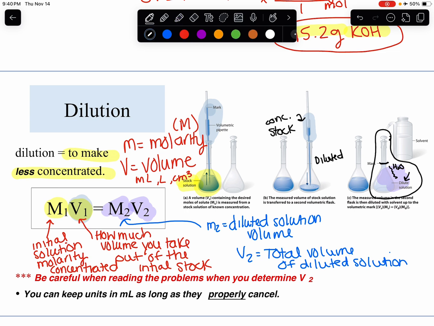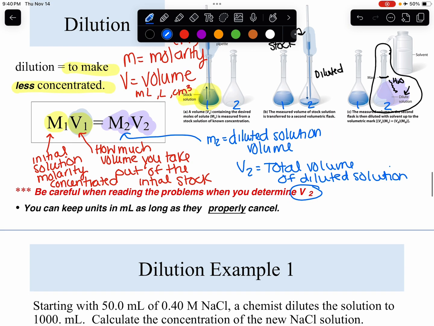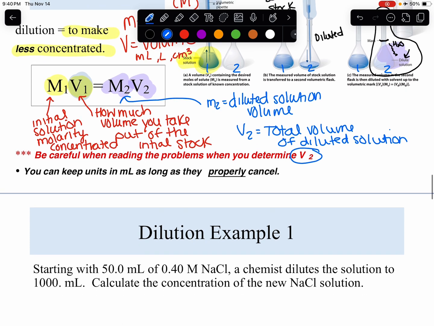So let me just go ahead and put some numbers on these. So this is 1 and this is 2. This is still the same 1 and 2 flasks, okay? I will also link a video to watch this process as well. All right, so be careful when you are reading the problems when you determine V2. V2 is probably the hardest, along with V1. The molarities are not all that difficult. And make sure you keep your volumes the same, okay?